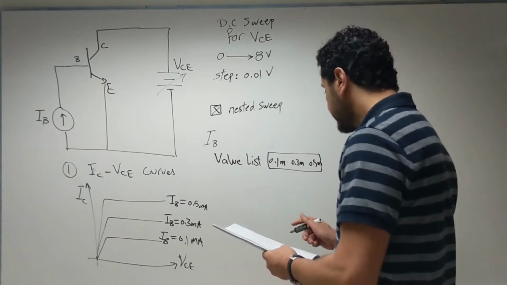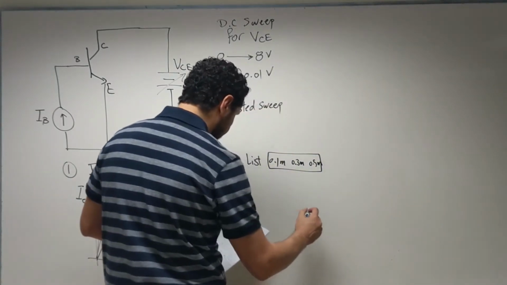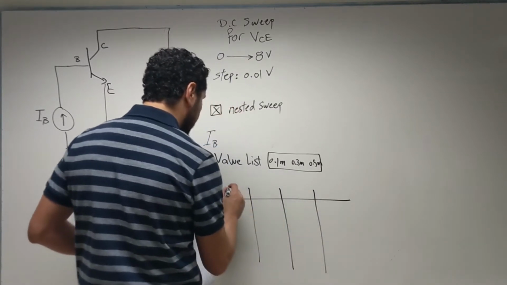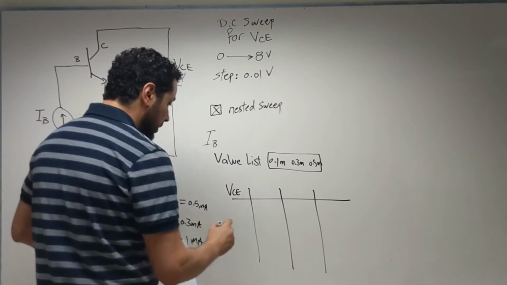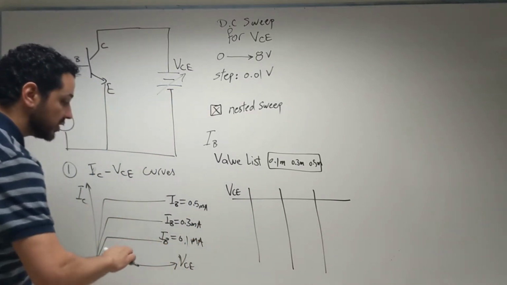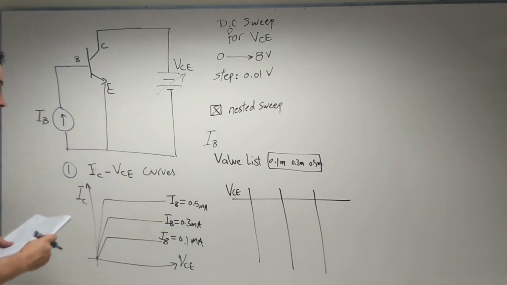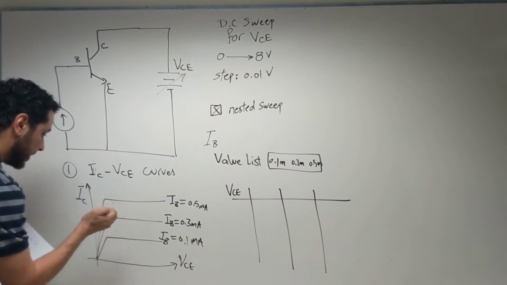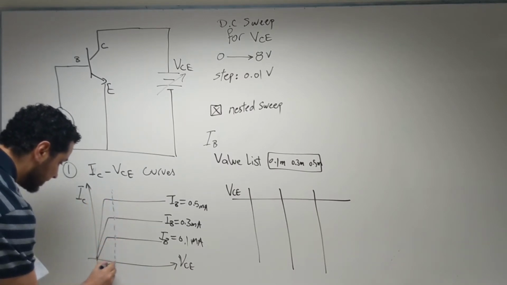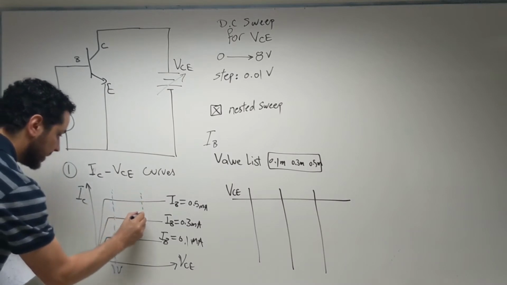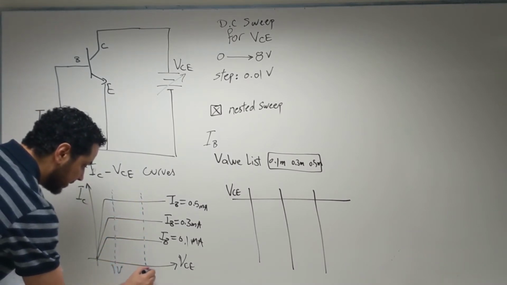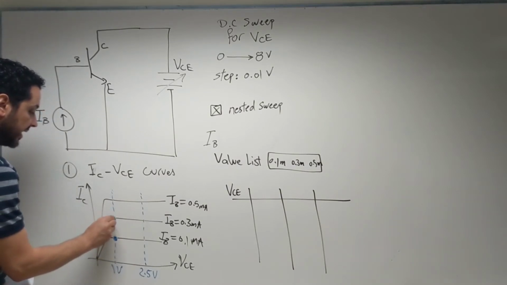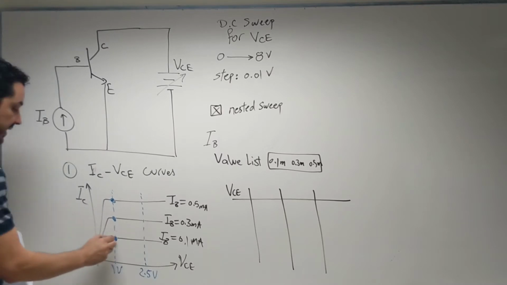Once you do that, you will have to fill the following table. We'll choose 2 values for VCE, which are important to us: 1 volt and 2.5 volt. We'll start to measure the values of IC and I base at these points.